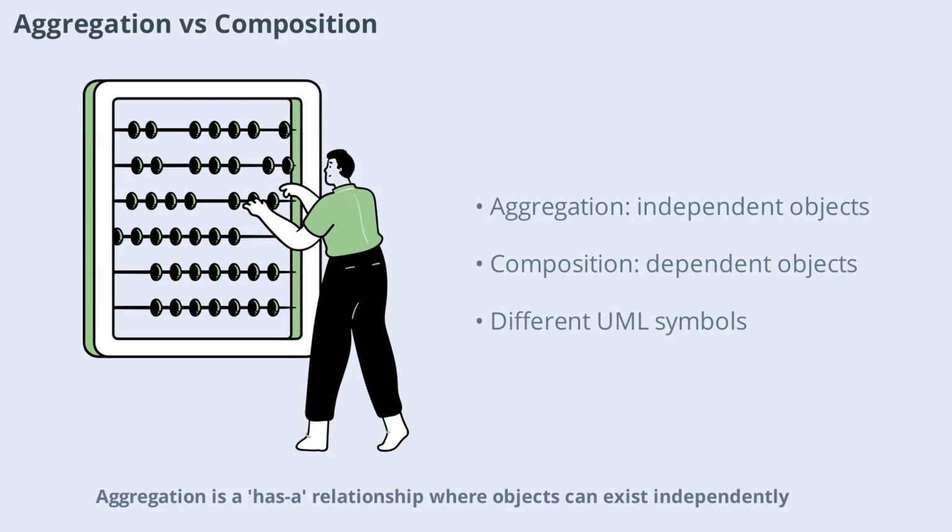Aggregation and composition both describe relationships between objects, but with key differences. Aggregation has a relationship where objects can exist independently, while composition is a part-of relationship where the child object's life cycle depends on the parent. Aggregation uses an empty diamond, and composition uses a filled diamond in diagrams. Understanding these differences helps you design better object relationships in your code.